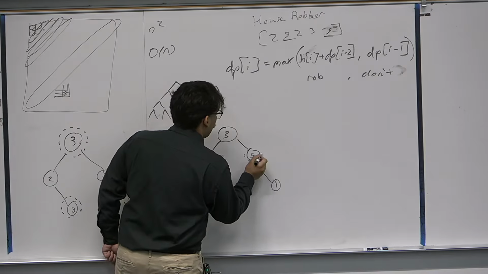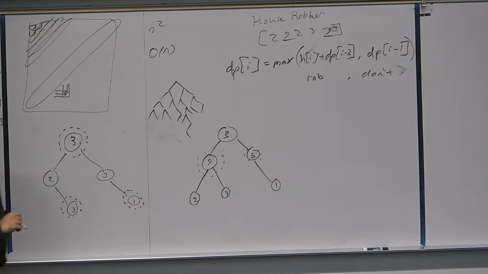Okay, so it appears we could DP. We'll make a problem as a function of a smaller subproblem. What should the size of our array be? It's a trick question. There is no array. That's the trick question. The lecture is titled Tree DP.